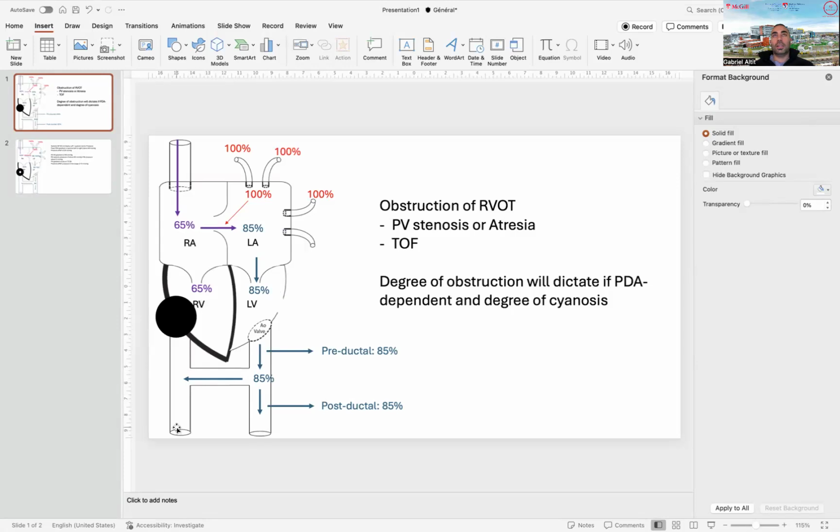So this is a lesion that is typically ductal dependent when it's completely atretic, or when you get such a severe pulmonary valve stenosis that you get barely any blood flow into your main pulmonary artery. And so the PDA will feed your lungs and provide blood flow. And so typically these patients will be satting and will be a bit cyanotic because of this.